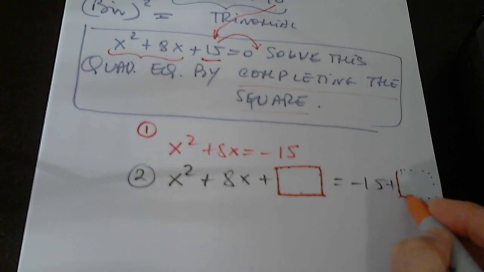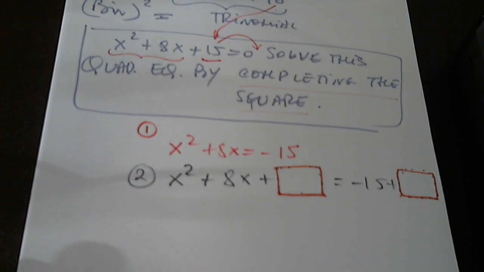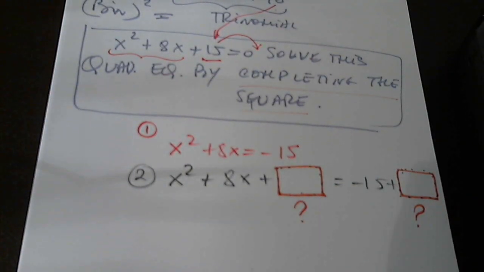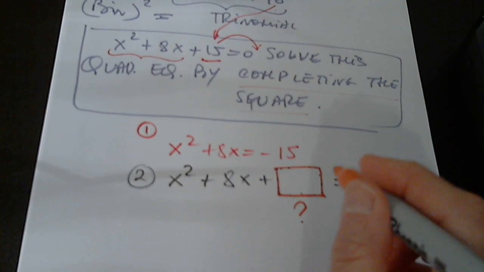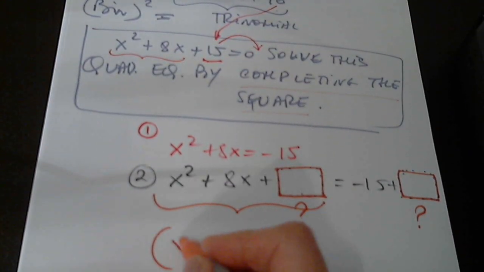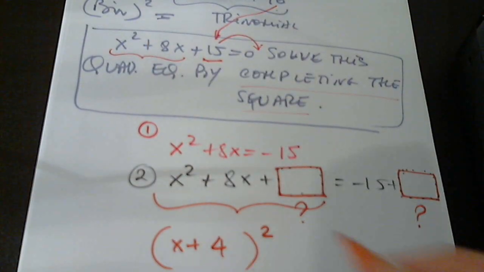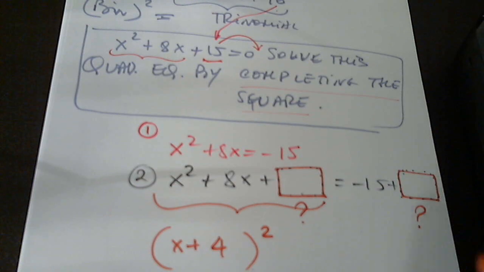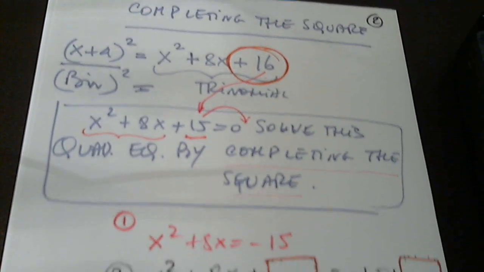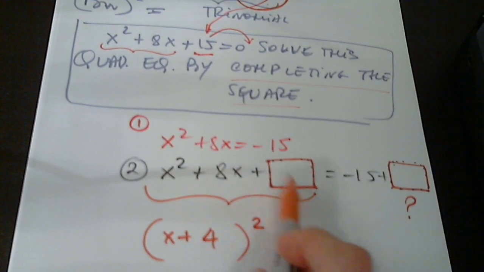But which quantity? As long as I add the same number to both sides, I'm fine. I didn't change the equation. But the question is, what do I want to add? I want to add one specific number such that when I rewrite this quantity, I have x plus, of course, 4 squared. Which number do I need to add to both sides to complete the square with these 3 terms?